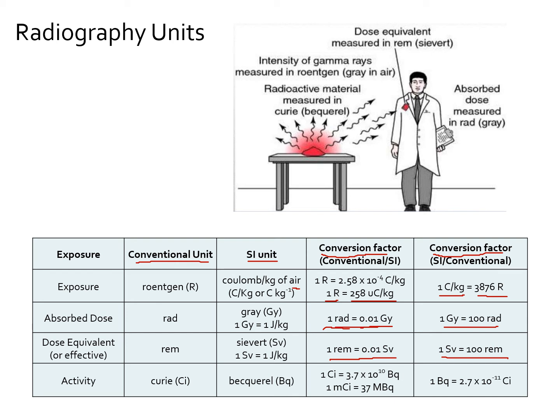And then activity with the curie. Here we have a curie or a becquerel. I can't pronounce that one either. But here a curie is 3.7 times 10 to the 10th becquerels. Or here a millicurie is 37 megabecquerels. We'll never use that one. I'm mostly going to be dealing with these two right here in terms of unit conversions.